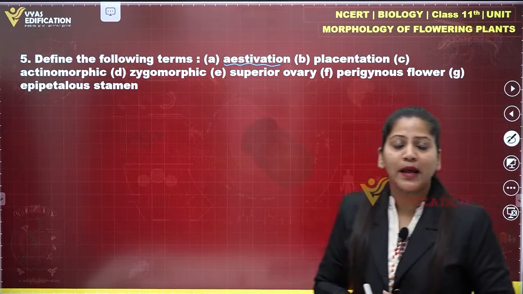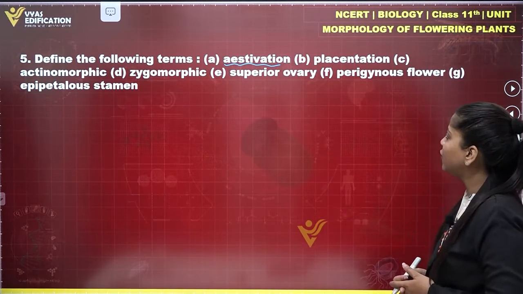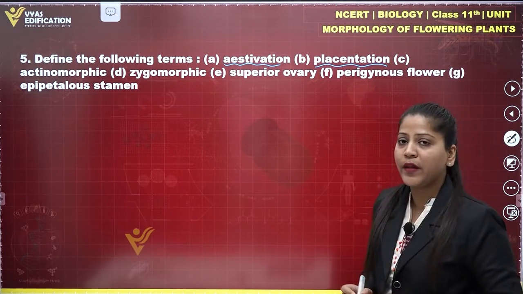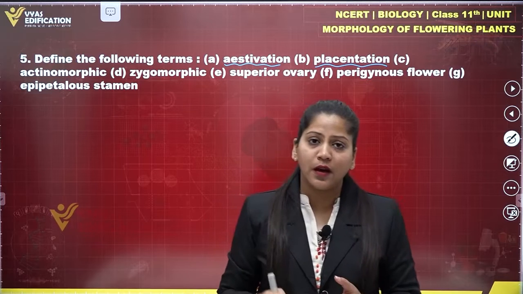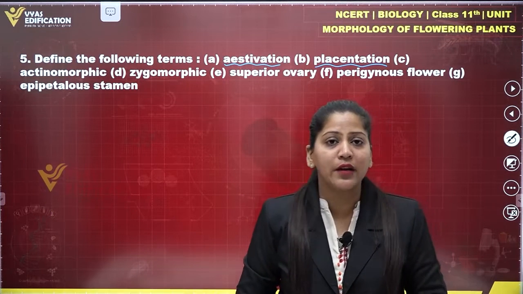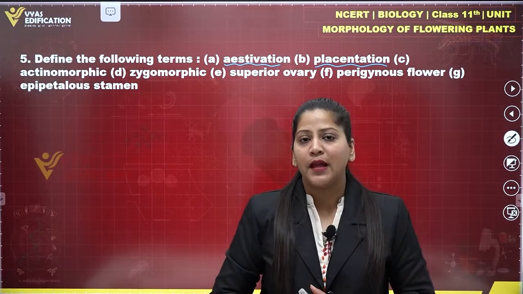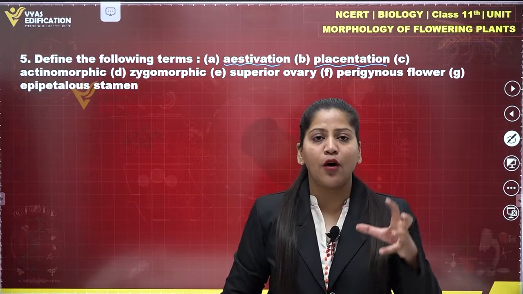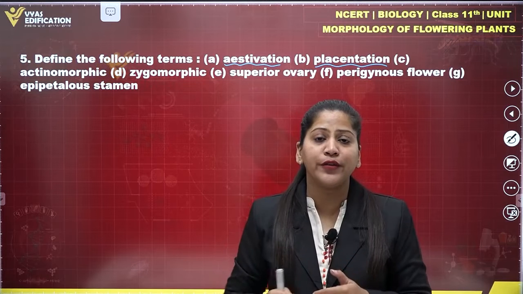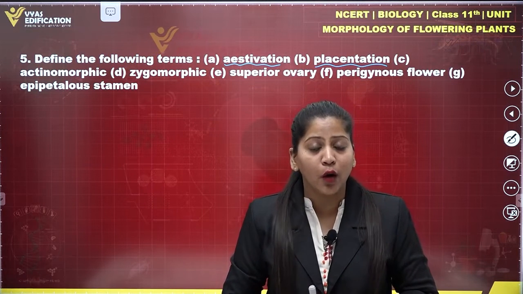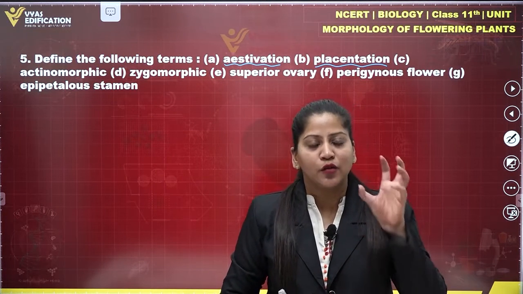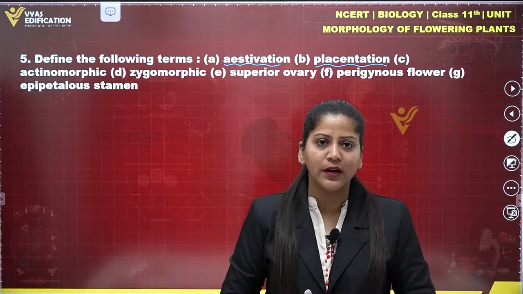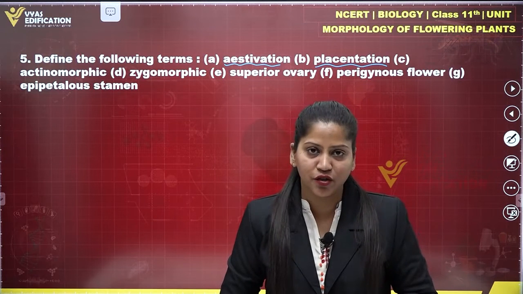Now let's talk about the next term, that is, we have to define placentation. Now what is placentation? The term placentation refers to the arrangement of ovules within the ovarian cavity or locule of a flower. So simply, the arrangement of ovules in a locule of a flower is known as placentation.